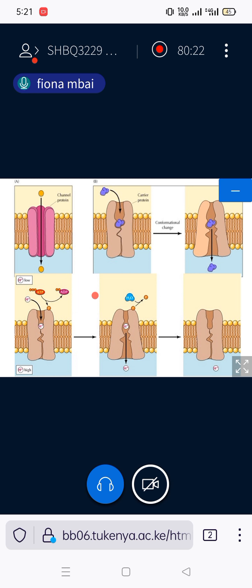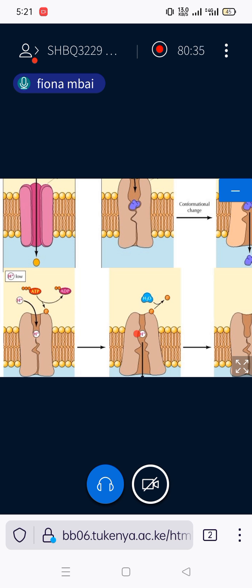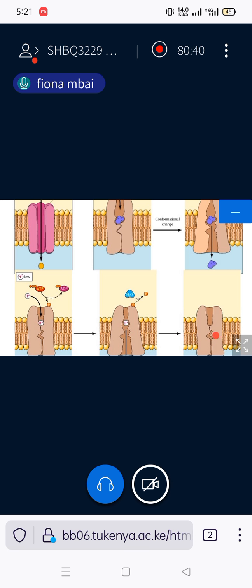So in this one, there's three different levels. There's the movement from high to low. There's the requirement of energy through ATP. And then, of course, the phosphate molecule is released, and then the conformation of the carrier protein changes back to the original conformation, awaiting the next molecule that needs to be moved from one area to the next.